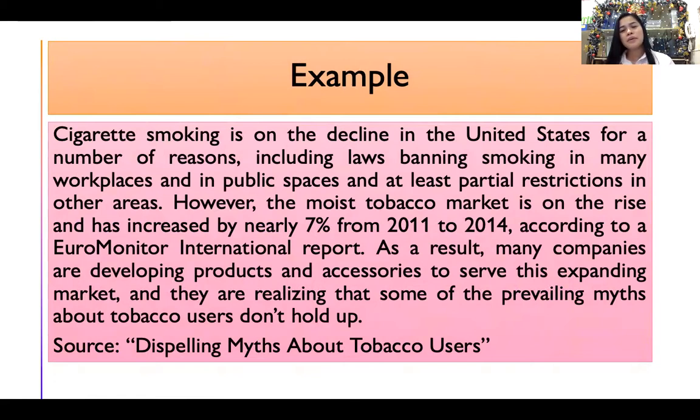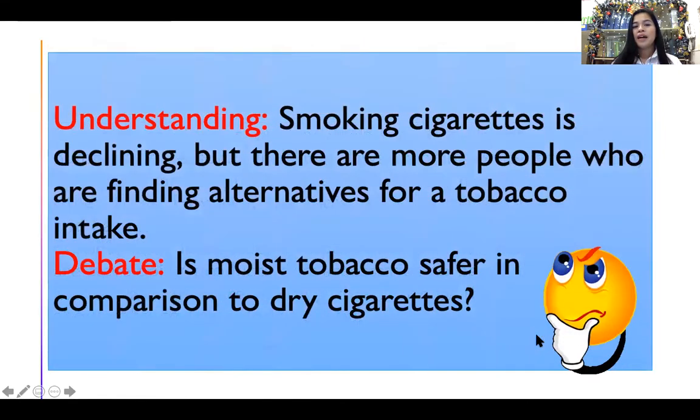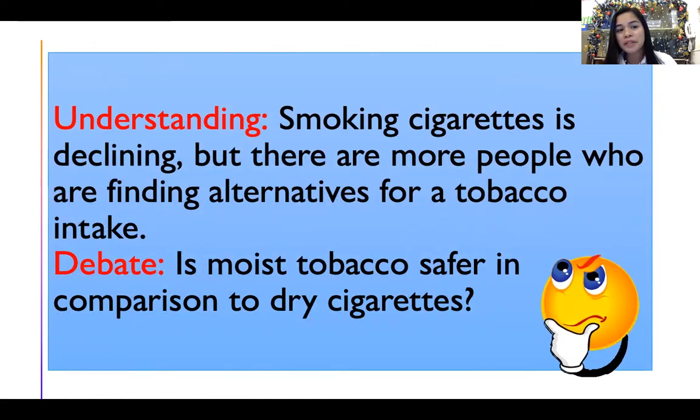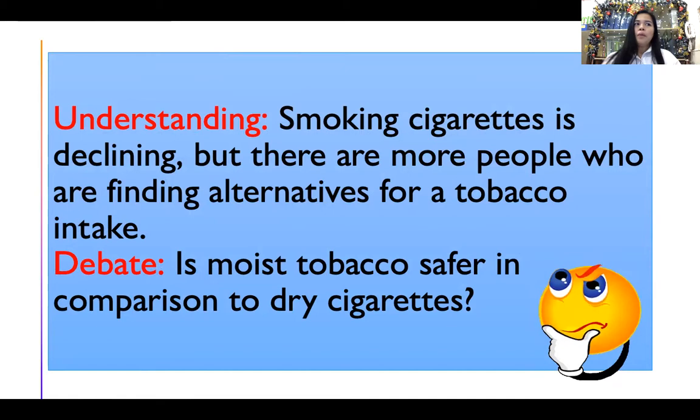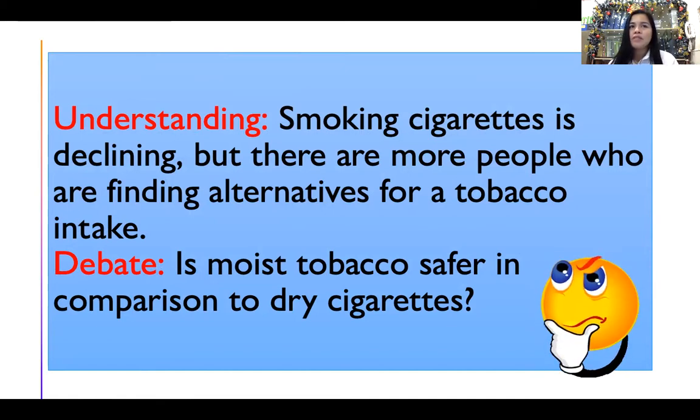So basically, this is our topic, or the topic sentence, the main line, but we have our argument. However, the moist tobacco market is on the rise and has increased by nearly 7% from 2011 to 2014. So our understanding, smoking cigarettes is declining, right? That's because that's our main topic. But there are more people who are finding alternatives for their tobacco intake. So basically, in our mind, when we have read the main topic, it seems like, oh, there is a decline. So maybe the production of tobacco will be decreasing.